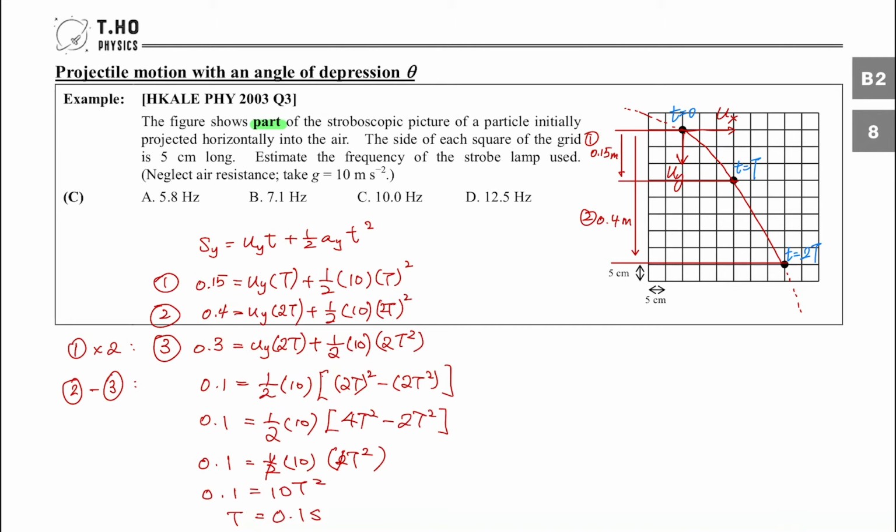So here we find that T is equal to 0.1 second. And with T equals 0.1 second, the frequency of the stroboscopic photograph will be 1 over the period. So it will be given by 10 Hz. So the answer is C.